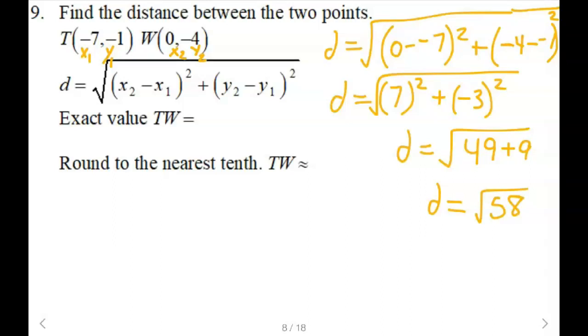If you think about a factor tree on 58, it is even, so 2 is a factor. So 2 times 29 gives us 58, but 29 and 2 are both prime, so that's as far as we can take it. So the exact value is the square root of 58.